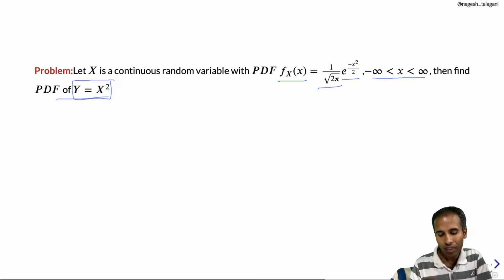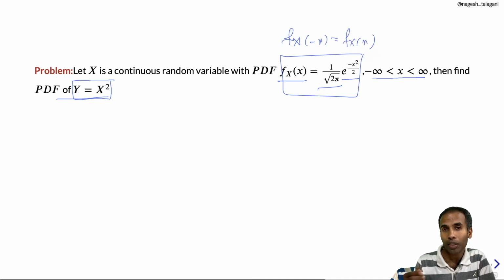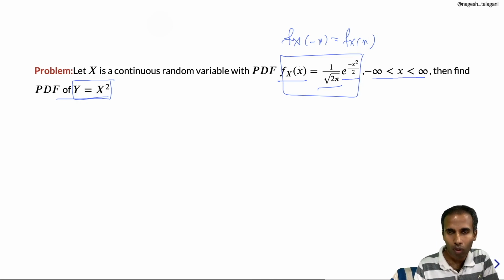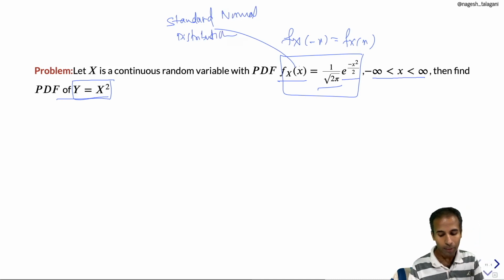In fact, we can also see that the given PDF is an even function. That is, f of minus x is the same as f of x. In that case, we have a much simpler result. One note here, the random variable with this PDF is said to have something called the standard normal distribution. We have a name for this distribution, standard normal distribution. They will come up later. I'm just introducing names here. Okay, fine.